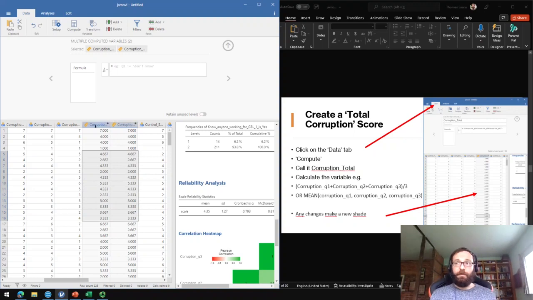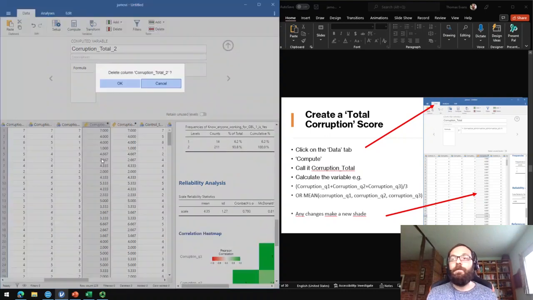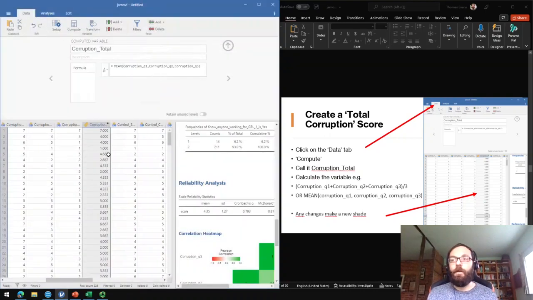So that's great. If you made a mistake, don't worry. All you need to do is right-click on the variable that you're interested in at the top. In this case, I'm going to get rid of corruption total 2 because I don't need it. So you right-click on the header and you delete variable, and it's gone forever.